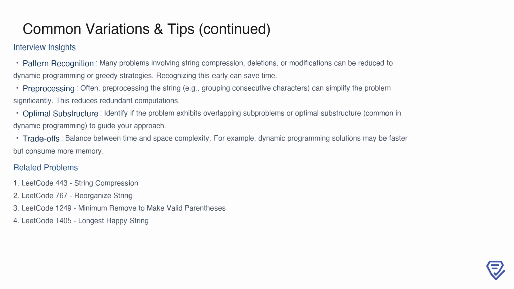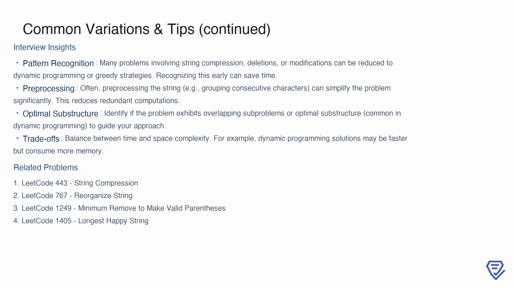From an interview perspective, there are a few key insights to keep in mind. First, recognizing patterns in the problem is crucial. Many problems involving string compression, deletions, or modifications can be reduced to dynamic programming or greedy algorithms. Identifying this early can save you valuable time. Pre-processing the string is another powerful strategy. By grouping consecutive characters up front, you can often simplify the problem and avoid redundant computations later. Additionally, consider whether the problem exhibits optimal substructure or overlapping subproblems, which are hallmarks of dynamic programming.